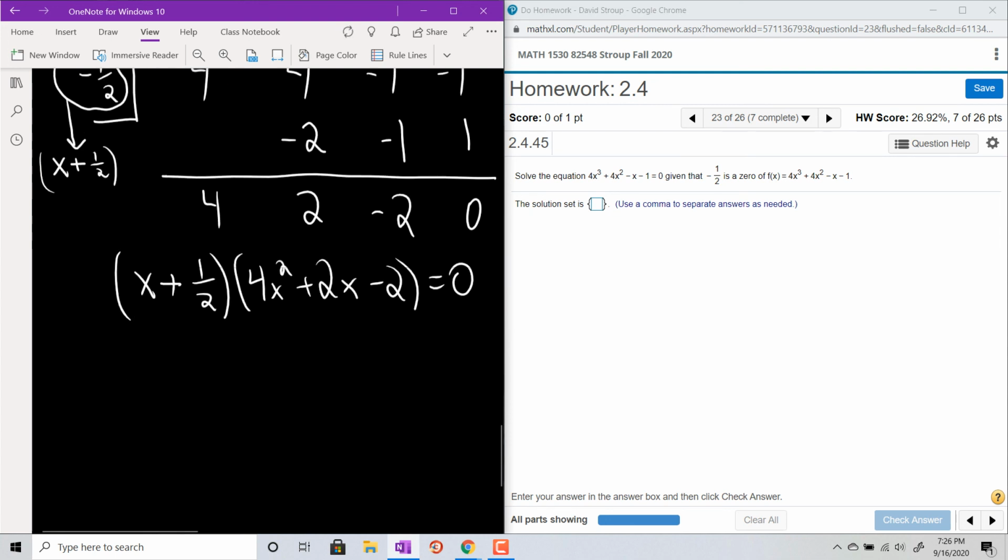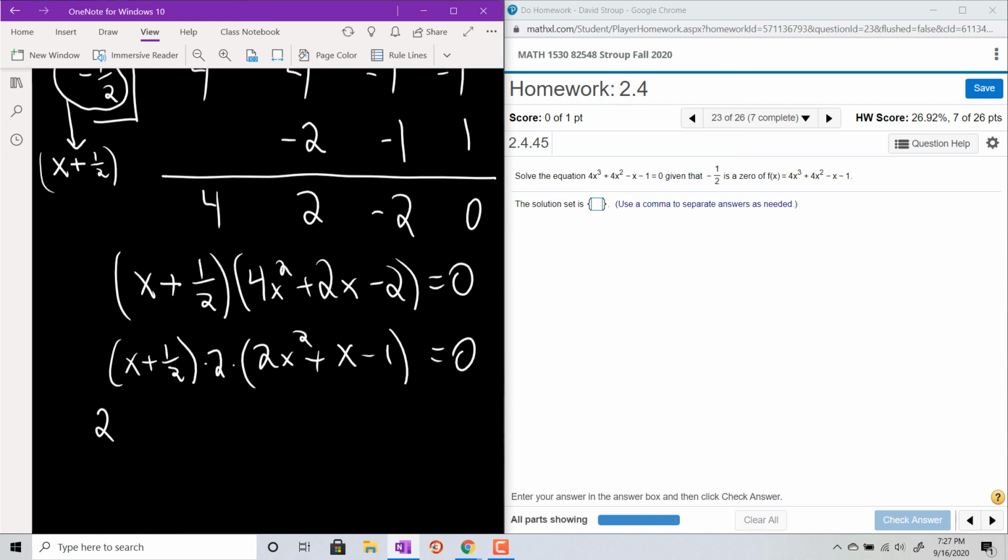We can factor out a 2. So we'll have x plus 1/2 times 2 times 2x squared plus x minus 1 equals 0. I like to put the 2 out in front, so you can do that via the commutative law of multiplication. 2 times 3 is the same as 3 times 2. So x plus 1/2. And then let's see if we can factor this thing. Hopefully we can. So 2x and x, we get plus 1 and minus 1.